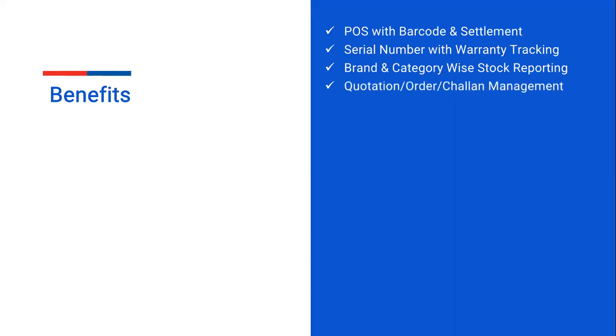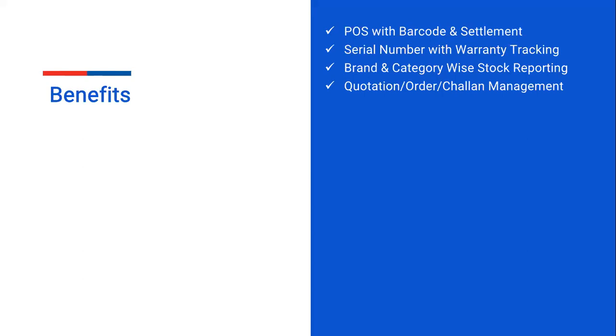Serial number with warranty tracking. We can manage a unique serial number for each item, and we can also manage its warranty tracking. Brand and category wise reporting. We can manage brands like Samsung, LG, Philips, etc., and also the category wise stock reporting. We can check the stock report on the basis of brand and category.